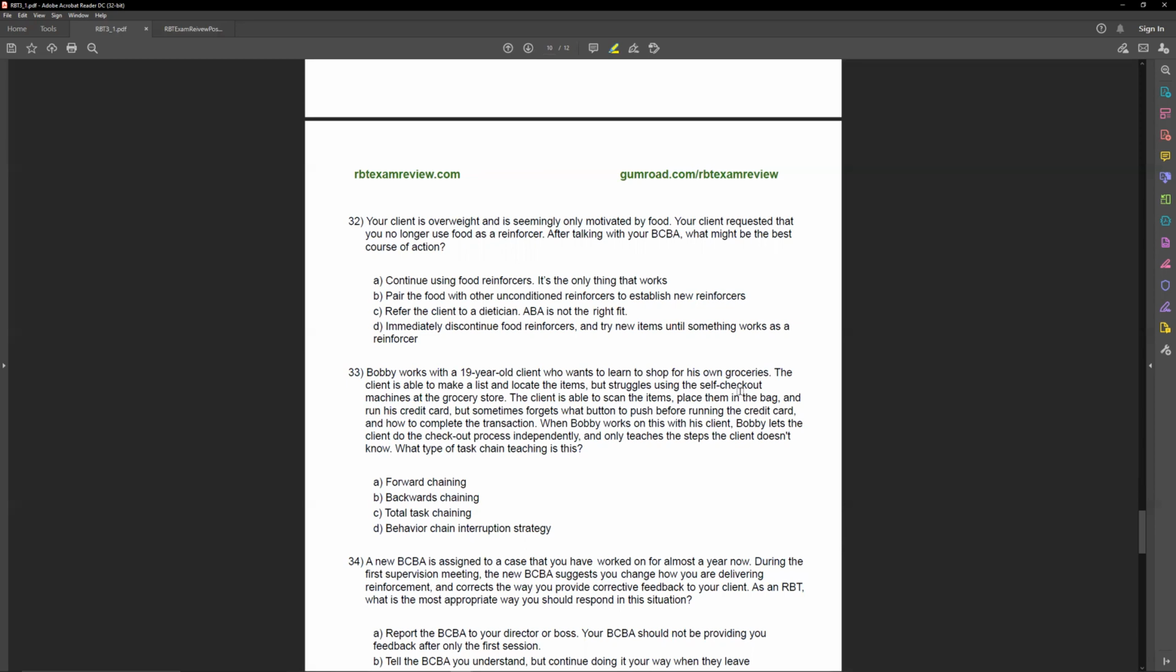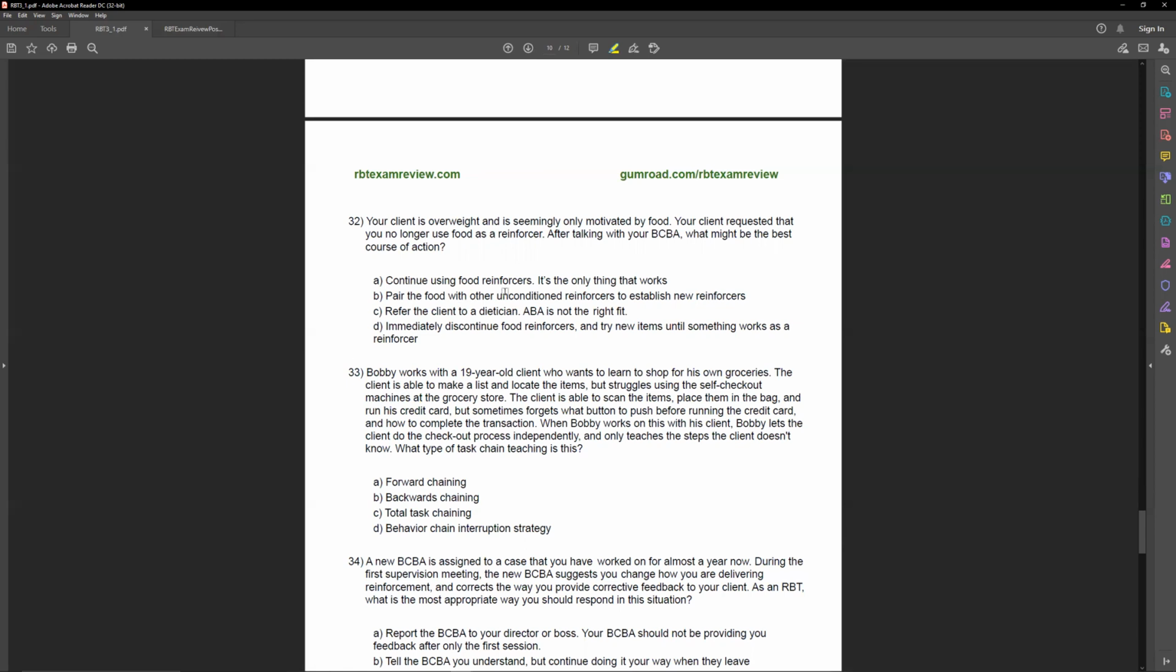So what are you going to do? A, continue using food reinforcers. It's the only thing that works. No, we need to at least try, okay, per the client request. Remember, the client is involved in treatment planning, okay, to fade food out, especially if it's a medical thing and we don't have a choice, right? We need to figure out something different.